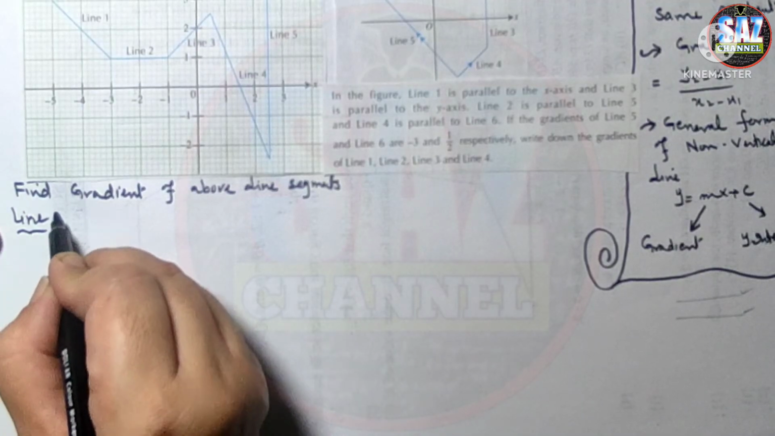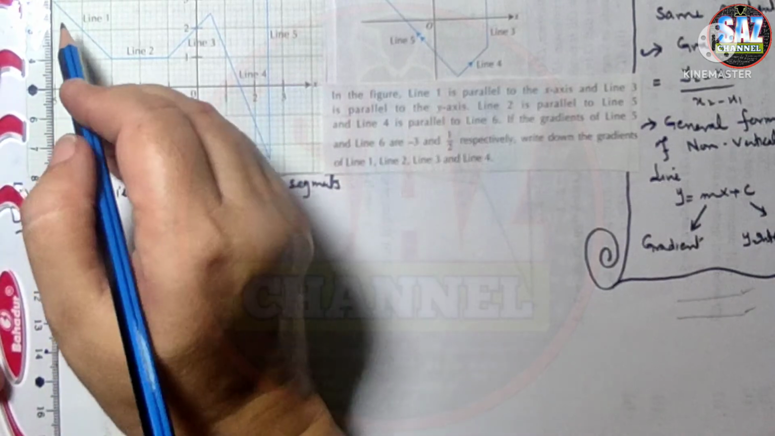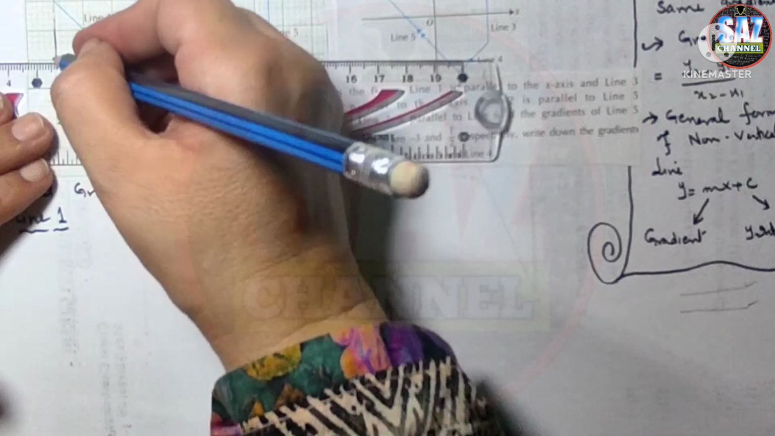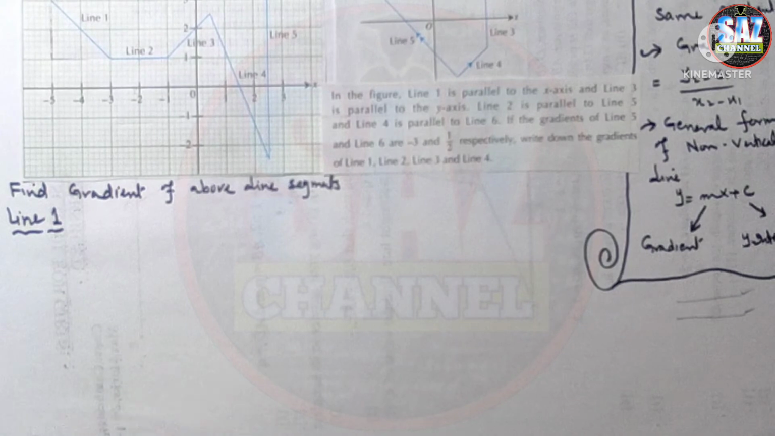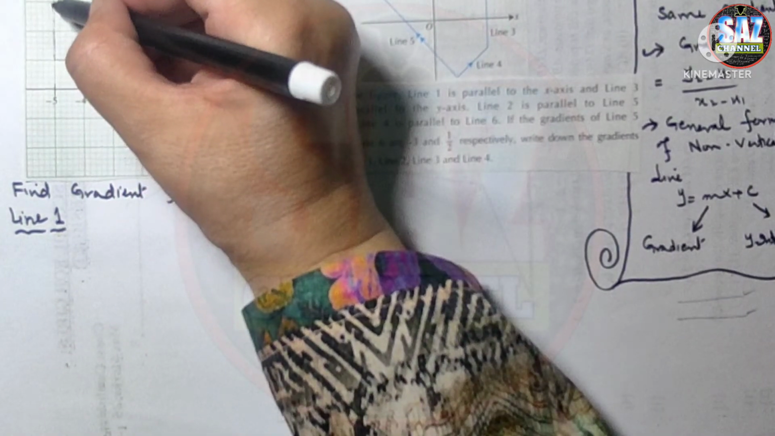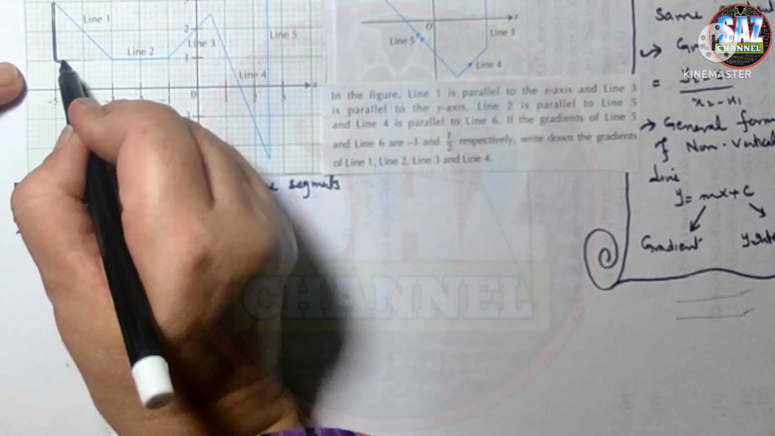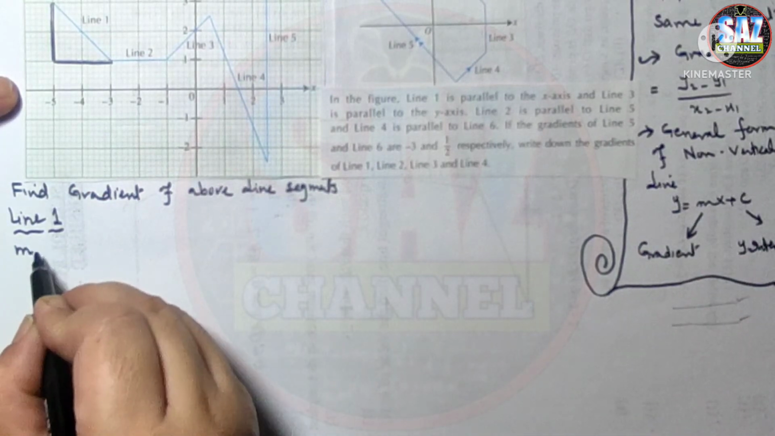Line 1 is a non-vertical line. So recall the process to find the gradient of a non-vertical line. For the gradient of a non-vertical line, we have to complete a right angle triangle. Take any 2 points and complete the right angle triangle, and we take the ratio of rise and run. And rise will be along which axis, students? Rise will always be along the y-axis and run will always be along the x-axis. Rise upon run.